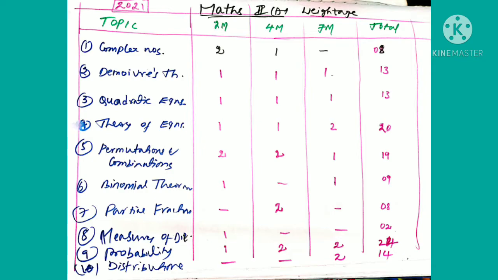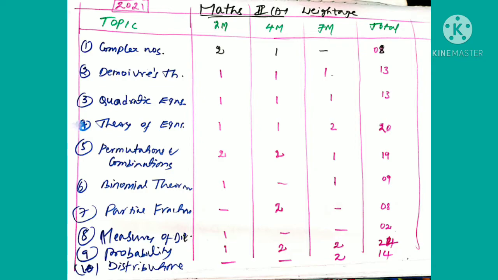Now the next topic is partial fractions. From partial fractions, no 2 marks, no 7 marks, only 4 marks weightage, which means 2 questions will come from the 4 marks, totally 8 marks weightage. And then come to measures of dispersion. In this also no 7 marks, no 4 marks, only one 2-mark question, only a limited portion is there, its weightage is 2 marks. Now the next topic is probability.